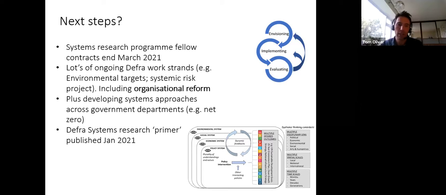And I guess just the last thing to mention, some of these ideas that I've talked about and some other aspects of the program and the case studies are in this Defra Systems Research Primer that CECAN have kindly agreed that we can circulate a link for amongst the participants. So that's really great that they can do that.